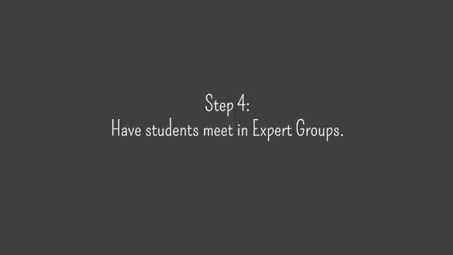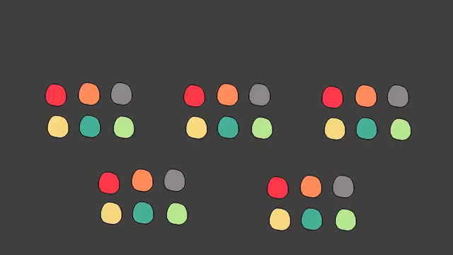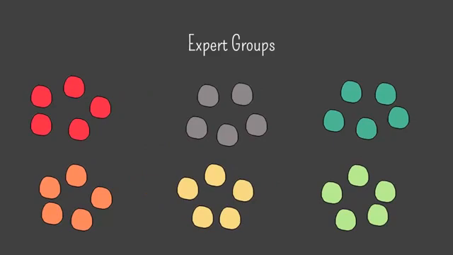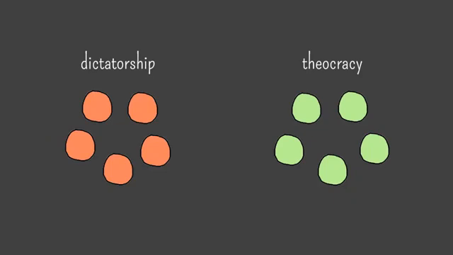Step 4, have students meet in expert groups. After each student has studied his or her chunk independently, they gather with all the other students who have been assigned to the same chunk. These are called expert groups. Within each expert group, students compare their ideas and work together to prepare some kind of presentation to give to their Jigsaw group. During this time, gaps in individual students' knowledge can be filled, misconceptions can be cleared up, and important concepts can be reinforced.